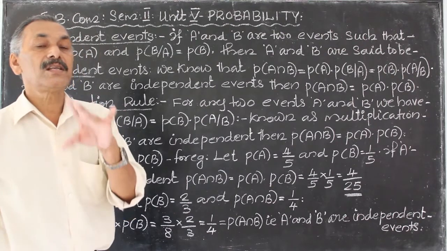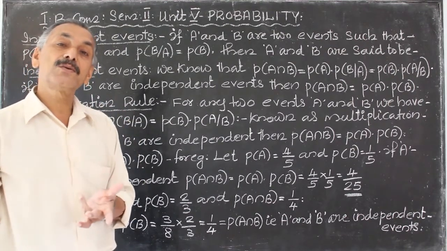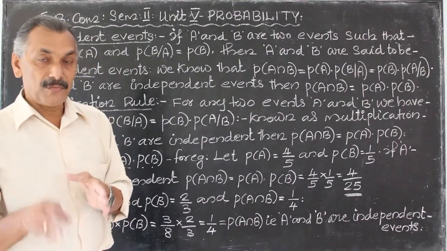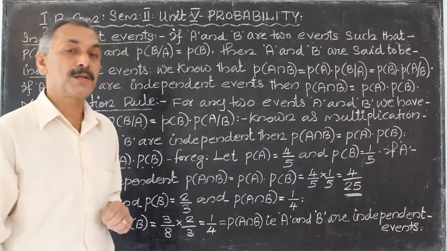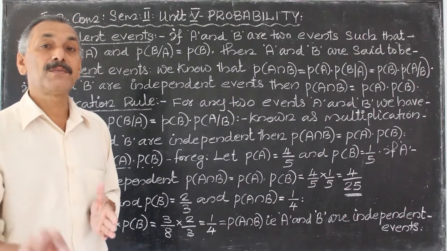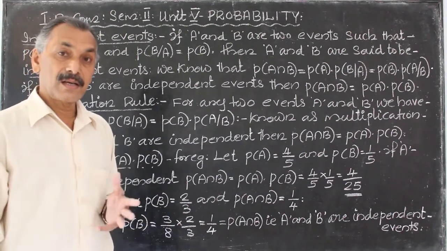And then two events are independent if probability of A intersection B is equal to P of A into P of B. There is a P of A intersection B equal to P of A into P of B. Independent. Are two events independent? One does not depend on the other. That's independent.